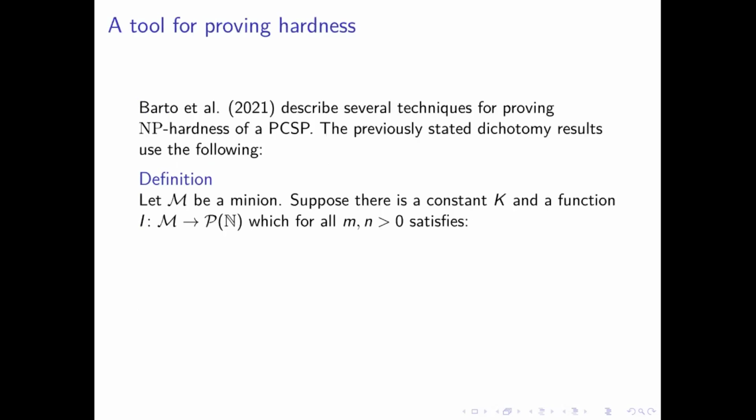As I said, we want to analyze Pol AB in order to determine the complexity of promise equations AB. There's this paper, Barto et al., "Algebraic approach to promise constraint satisfaction," which lays out a lot of theory for analyzing Pol AB. There are a lot of hardness conditions in that paper that you use to prove hardness for a PCSP.